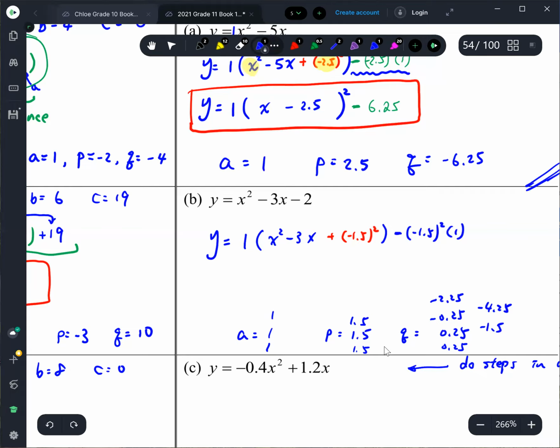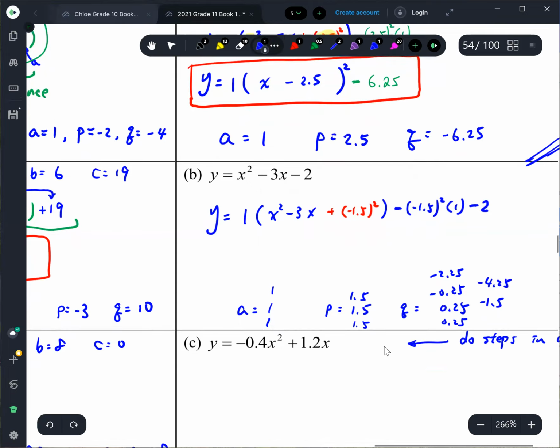I think it's minus 2 after. Yeah. You put the minus 2 at the very end. So right here we have 1. We'll write out APQ now. You grab the first one, which is x, grab the last one, negative 1.5, and put it together. So x minus 1.5, whole thing squared.